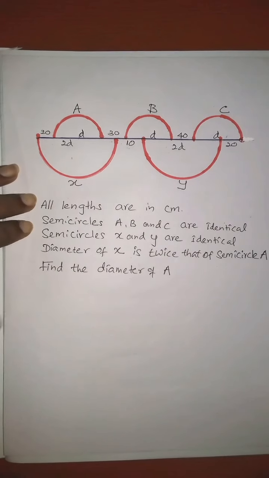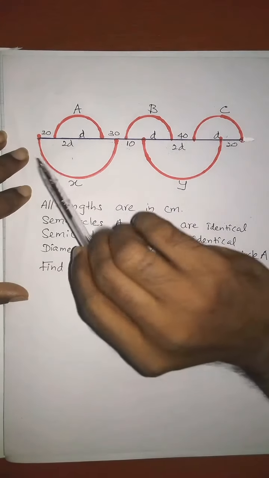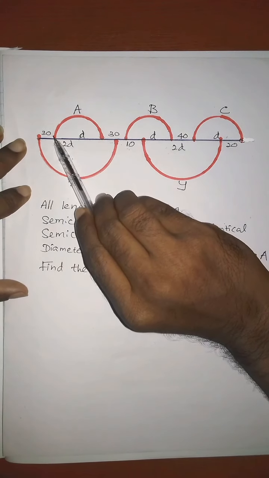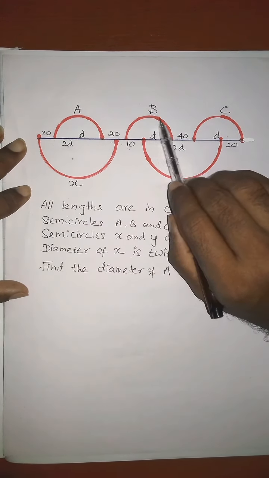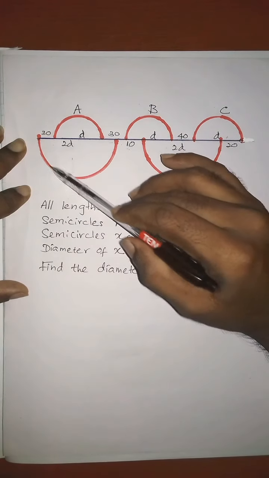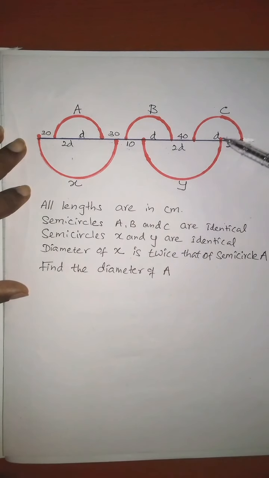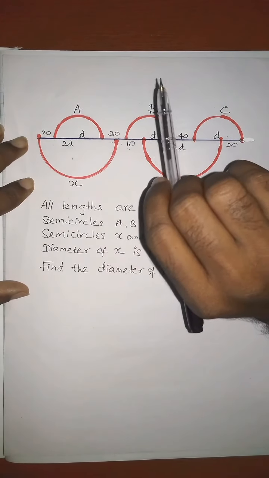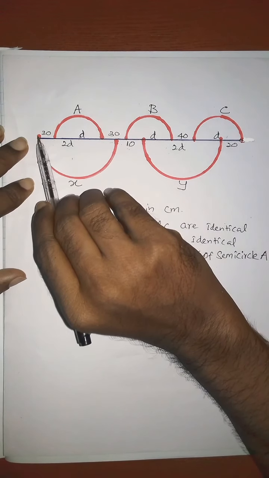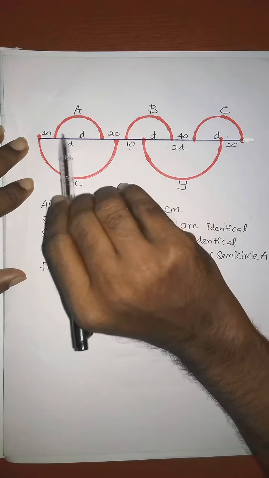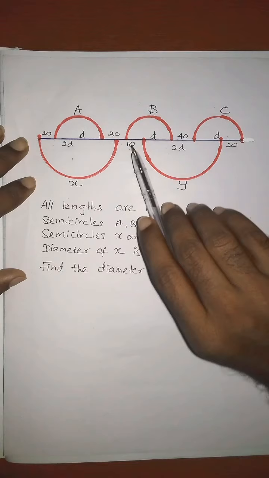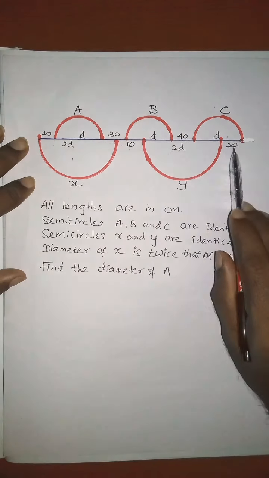Now you see this diagram here. This is a straight line, then there are three semicircles above the straight line and two semicircles below the straight line. Several lengths have been given upon the straight line: this part is 20, this part is 30, this part is 40, and two lengths have been given below the straight line. This part is 10, this part is 20.